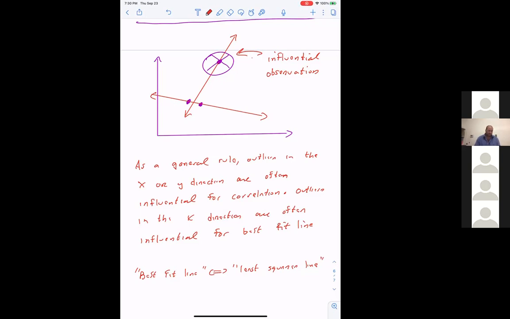Okay? What do I mean by an outlier in the X direction or an outlier in the Y direction?